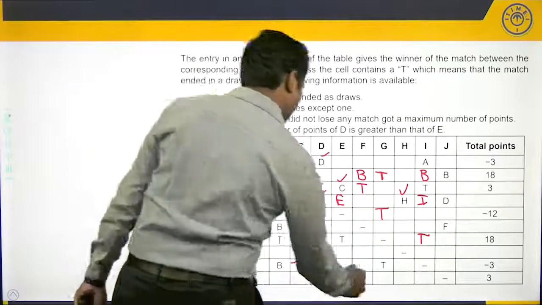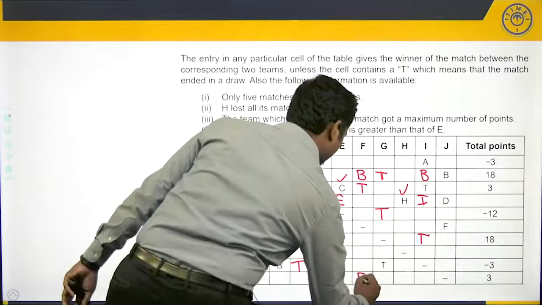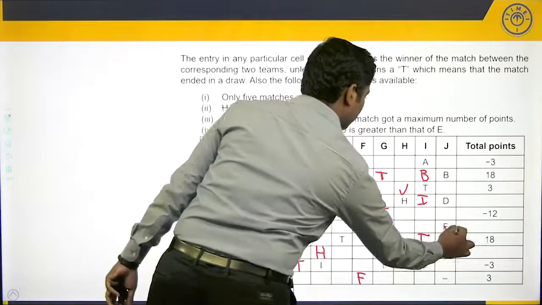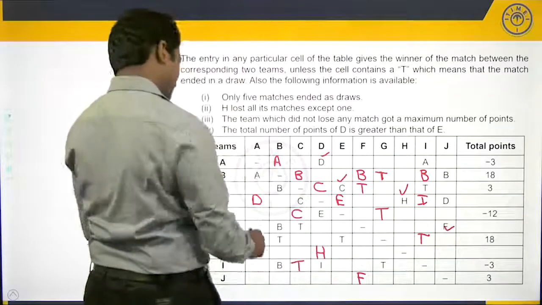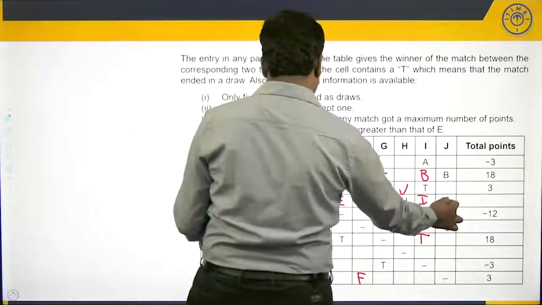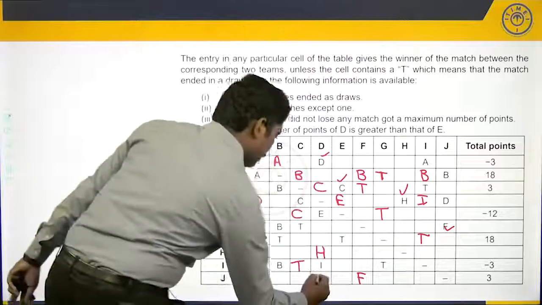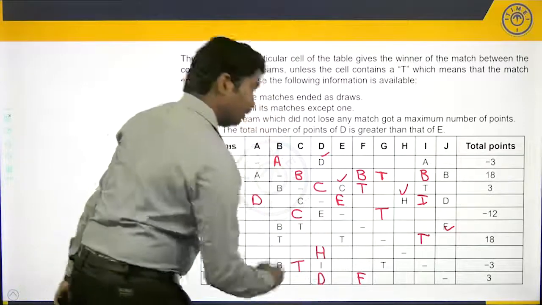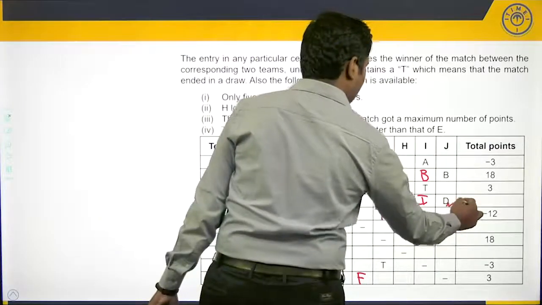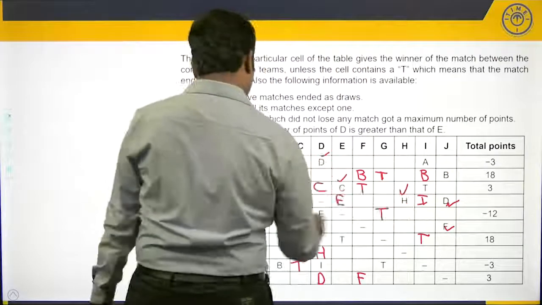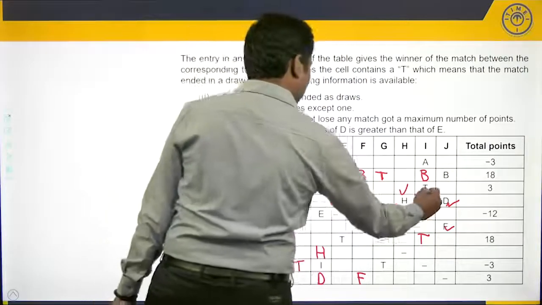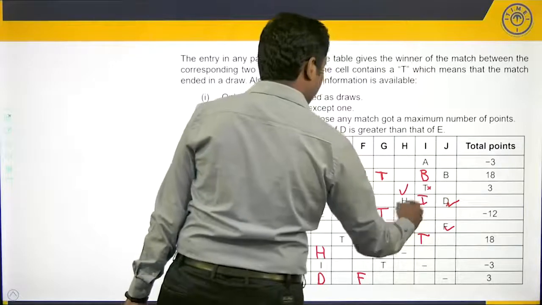So J with F must be F here also, right? This is also done. What about D? J with D is D. So J with D must be D, right? This is also done. I with C is a tie. I with C, that's a tie. This also we had used fully.